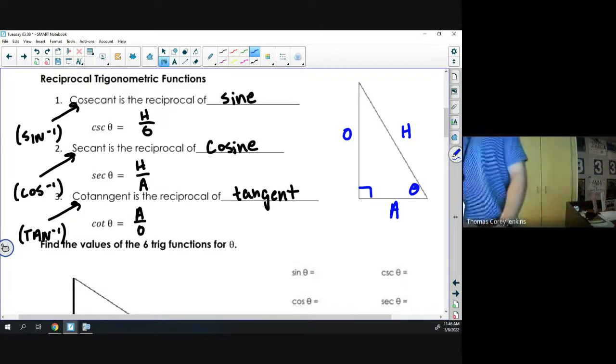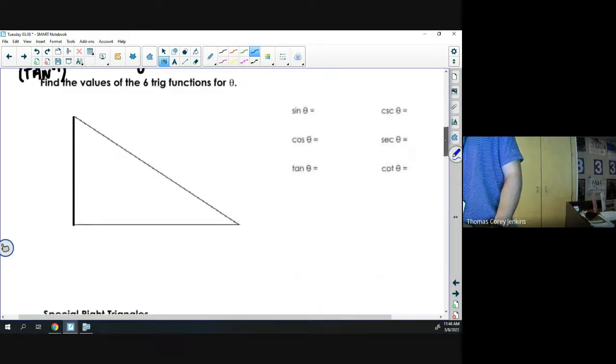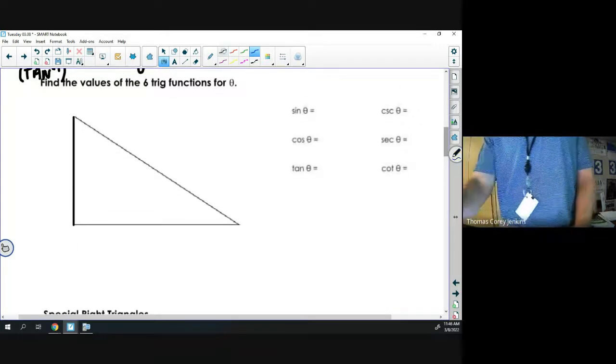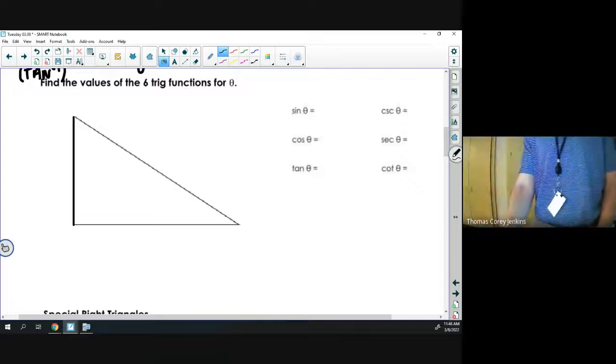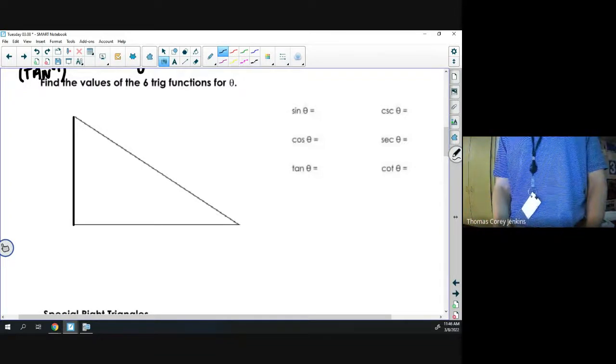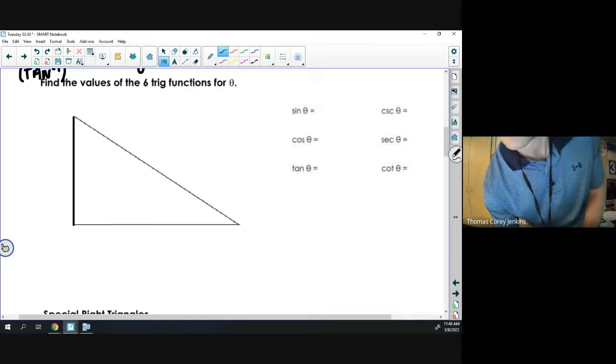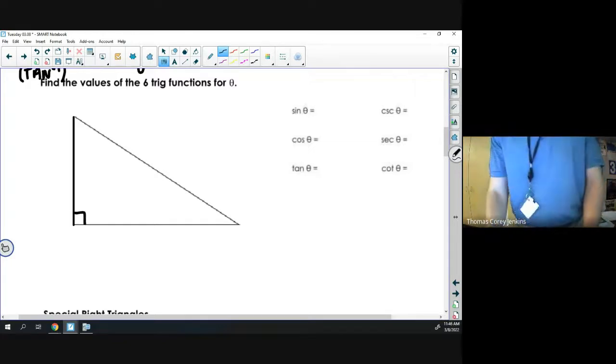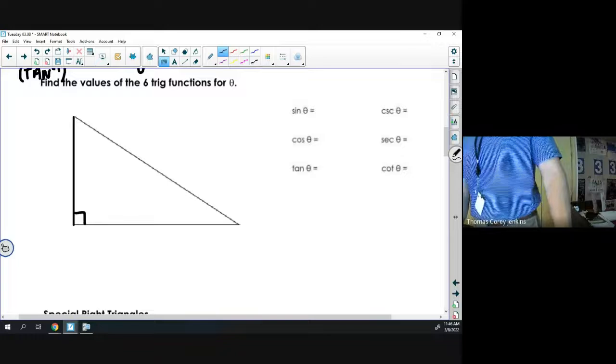Okay? All right. So now I am going to kind of fill in some stuff on this triangle and ask you to try to find sine, cosine, and tangent. Yes, Faith. So adjacent is the leg that touches the angle. Opposite is the angle that doesn't touch the angle.